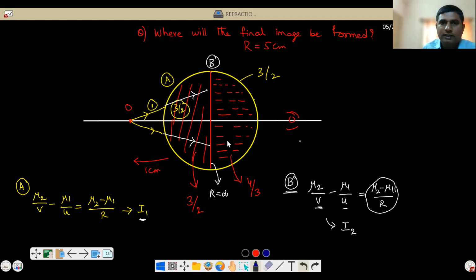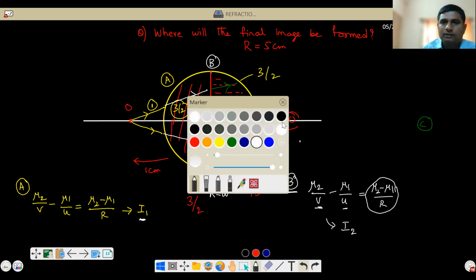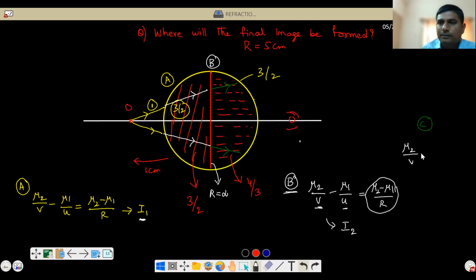Now again the rays will get refracted, and there will be some other rays like this. Then again at surface C, apply this formula: mu2 by V minus mu1 by U is equal to mu2 minus mu1 by R. Here for the spherical surface, mu1 is 3/2 and mu2 is 1, because on the left-hand side there is only one medium and on the right-hand side only air. And for the plane surface, the incident ray is present in the glass medium, so mu1 is 3/2, mu2 is 4/3.